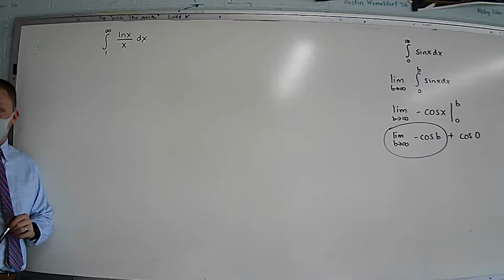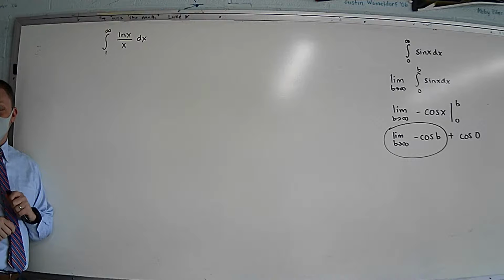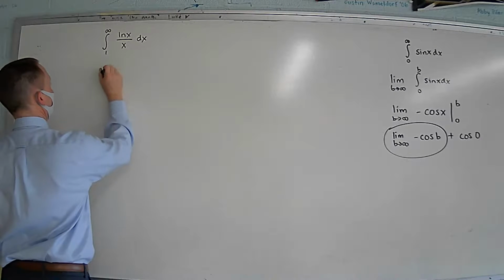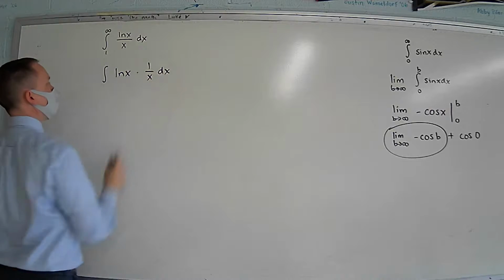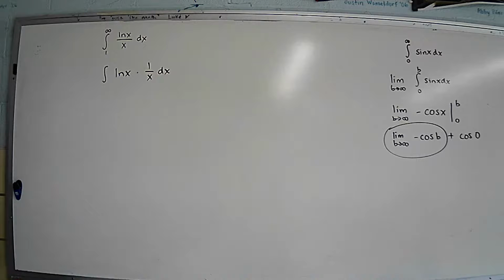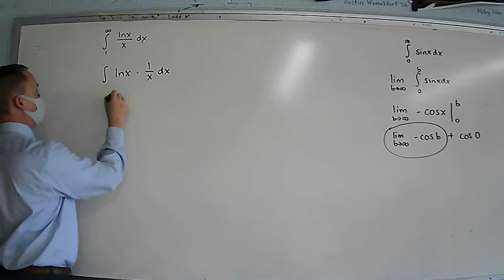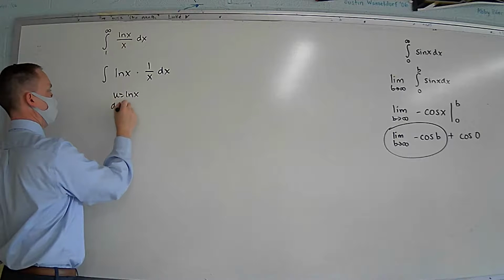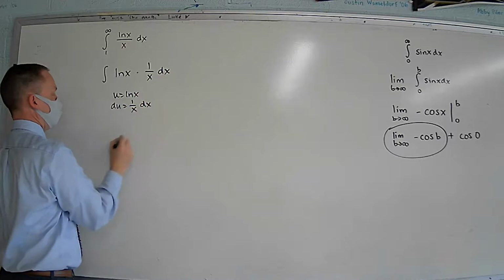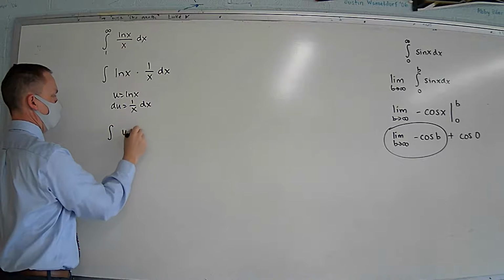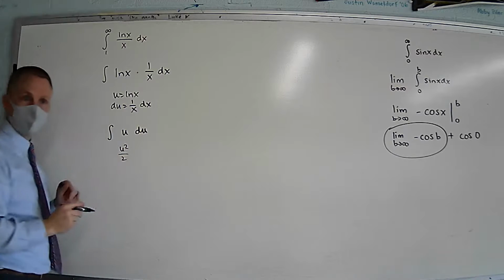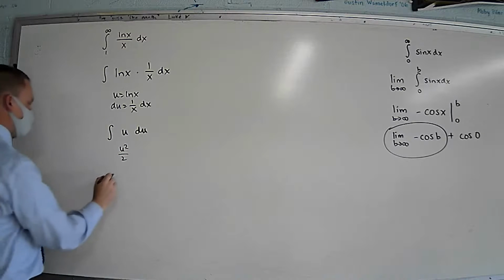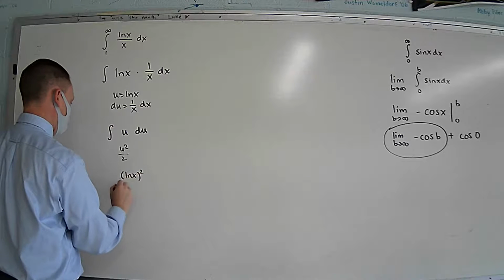It's a lot easier another way. Maybe this will make it pop. U-sub, right? So u is the natural log of x, du is 1 over x dx. So that's u du. That's u squared over 2. So that's the natural log of x, squared, over 2.